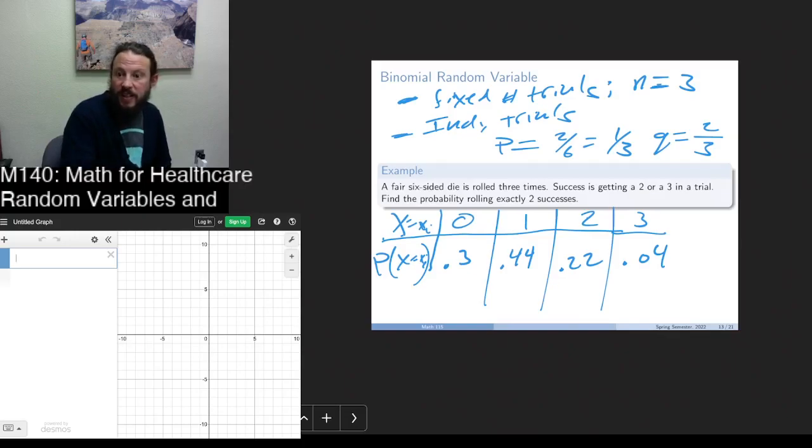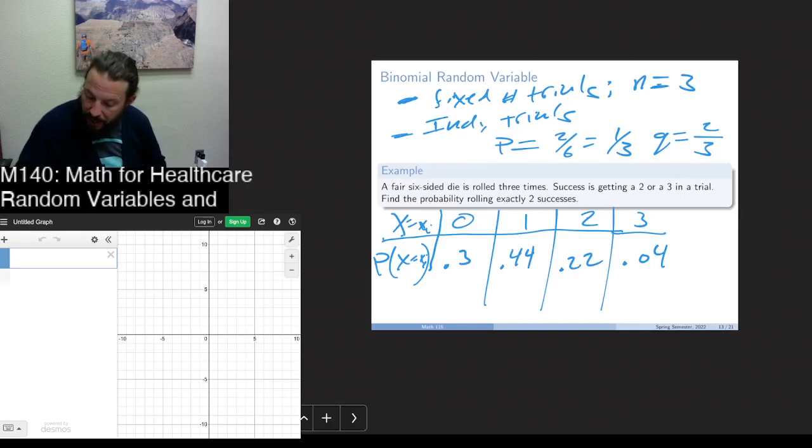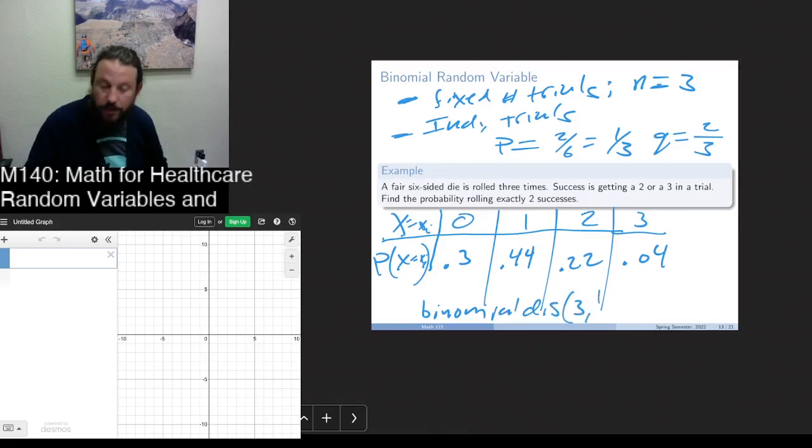It is in Desmos. You could type in, the command is binomial distribution 3 1/3. All right, try that out for other ones.